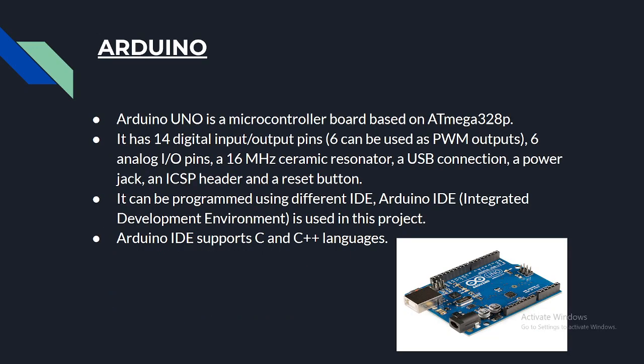We use Arduino Uno, so we are going to discuss it. Arduino Uno is a microcontroller board based on Atmega 328P. It has 14 digital input-output pins. Of those, 6 can be used as PWM outputs. It has 6 analog input pins, a 16 MHz ceramic resonator, a USB connection, a power jack for power supply, and a reset button. It can be programmed using different IDEs.